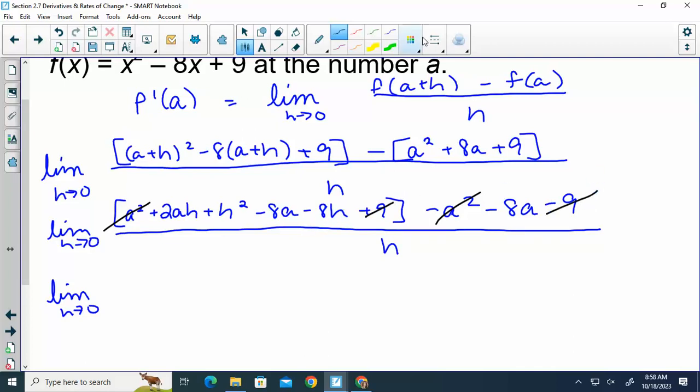Oh, I wrote something down wrong, didn't I? This was supposed to be a minus in the original equation. x squared minus 8x plus 9. So then when you distribute the negative, it will be positive. So then those 8a's cancel. And the 9's.